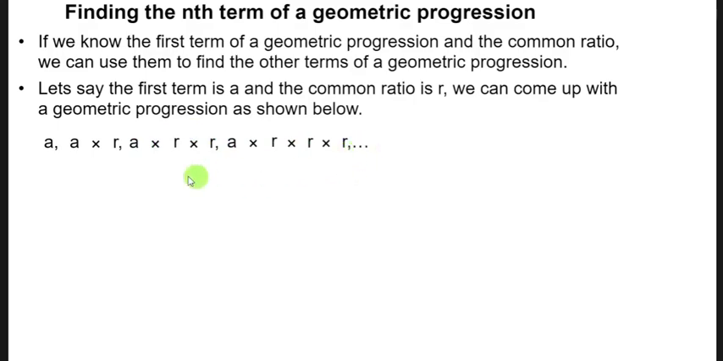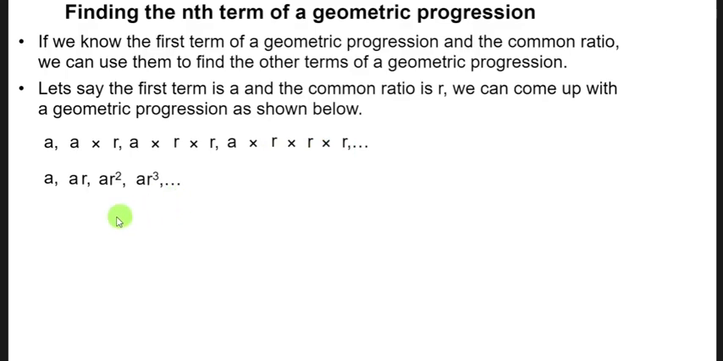Now if we simplify this, the first term remains a, the second term is ar, the third term is a times r times r, which is ar squared. Then the fourth term is a times r times r times r, which is ar to the power 3, and so forth and so on.